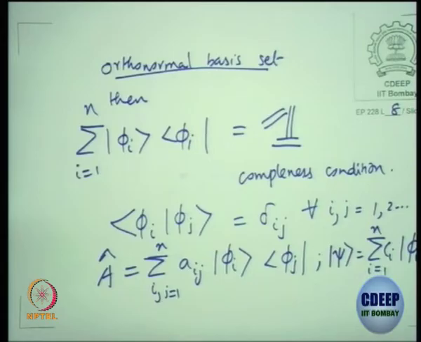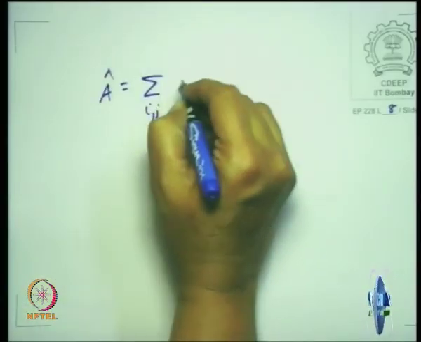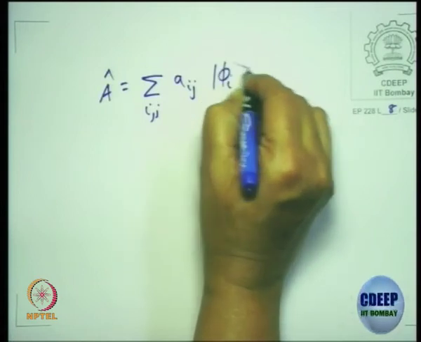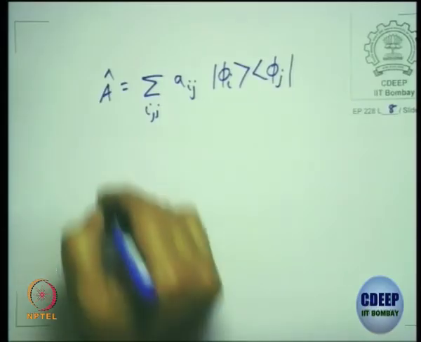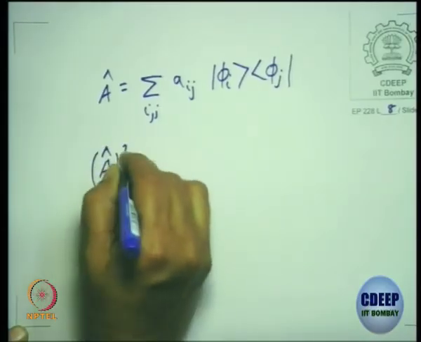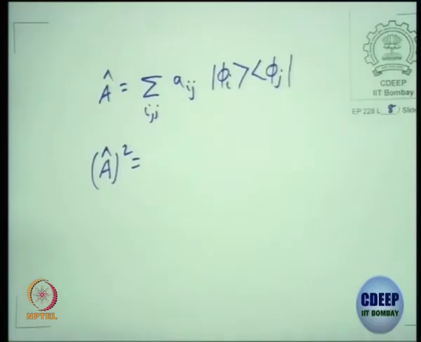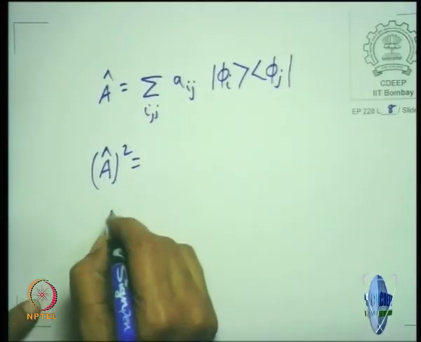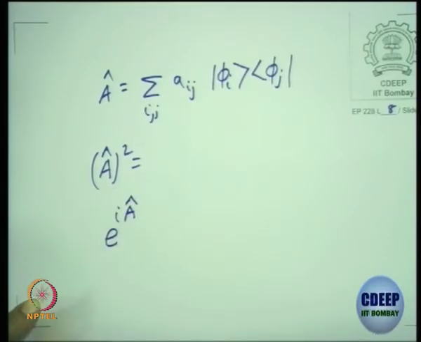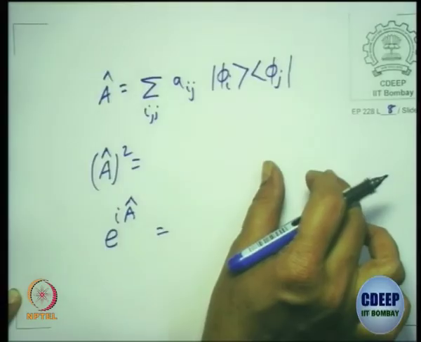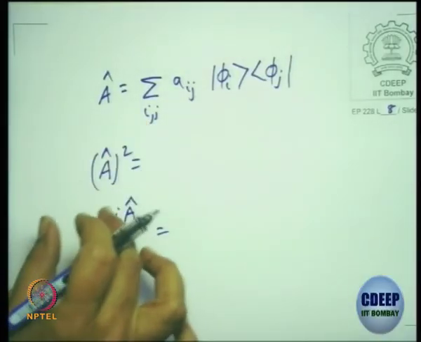What happens to functions of operators? Suppose I write an operator A as summation over i, j of a_ij |phi_i><phi_j|. What happens to functions of operators? Suppose I want to do this. That's one question, and then you can extrapolate it to the exponential of an operator. What is it? A squared is repeating this. You can put two different indices and do this, right?